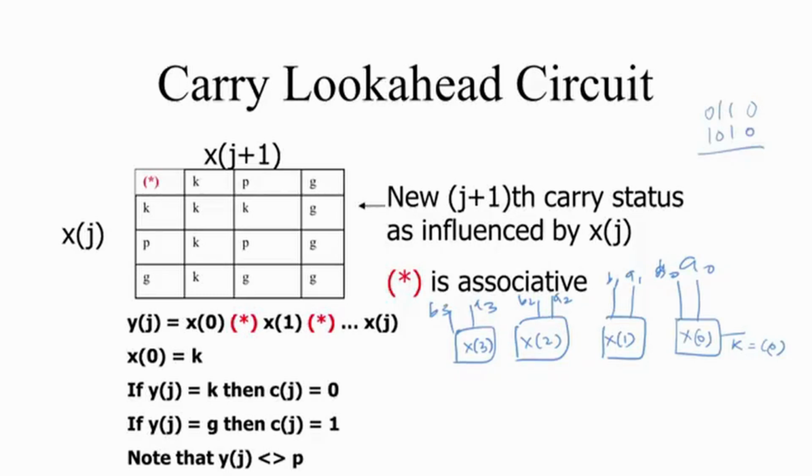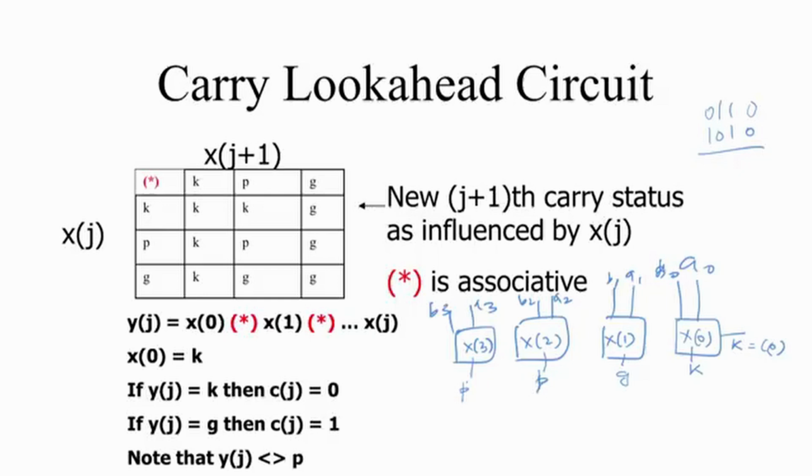Okay. Right? Now, so A0 and B0 are 0. So what is the status of this? This is kill. This is kill. Okay. And what is the status of this? This is generate, and this is propagate, and this is what? This is also propagate. Fine.